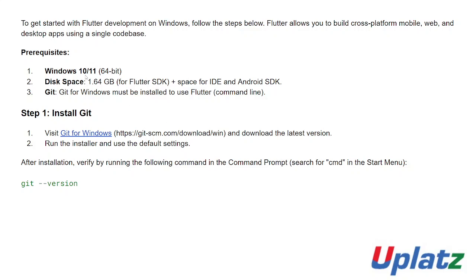Prerequisites: Windows 10 or 11, 64-bit, disk space 1.64 GB for Flutter SDK, plus space for IDE and Android SDK. Almost 10 GB is okay, 7 to 10 GB is fine. Git: Git for Windows must be installed to use Flutter command line.